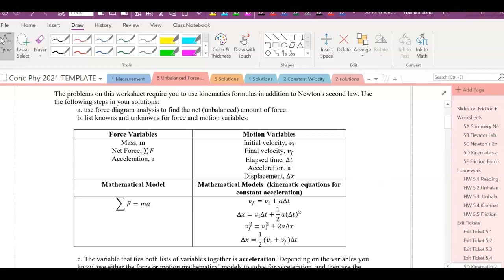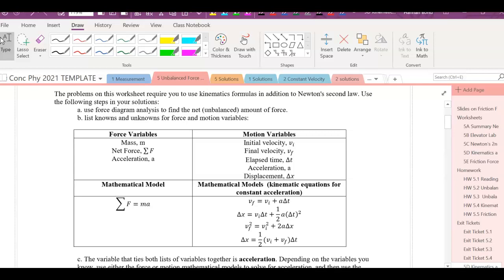The kinematic equations are equations which help us understand and analyze motion, and they involve several motion variables: the initial and final velocity, the acceleration, the elapsed time, and the displacement of an object.